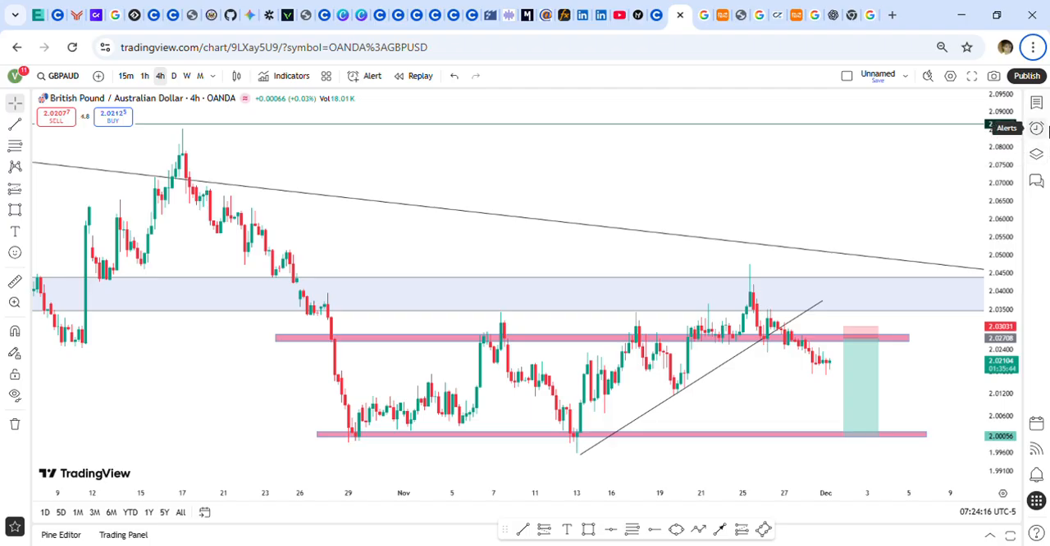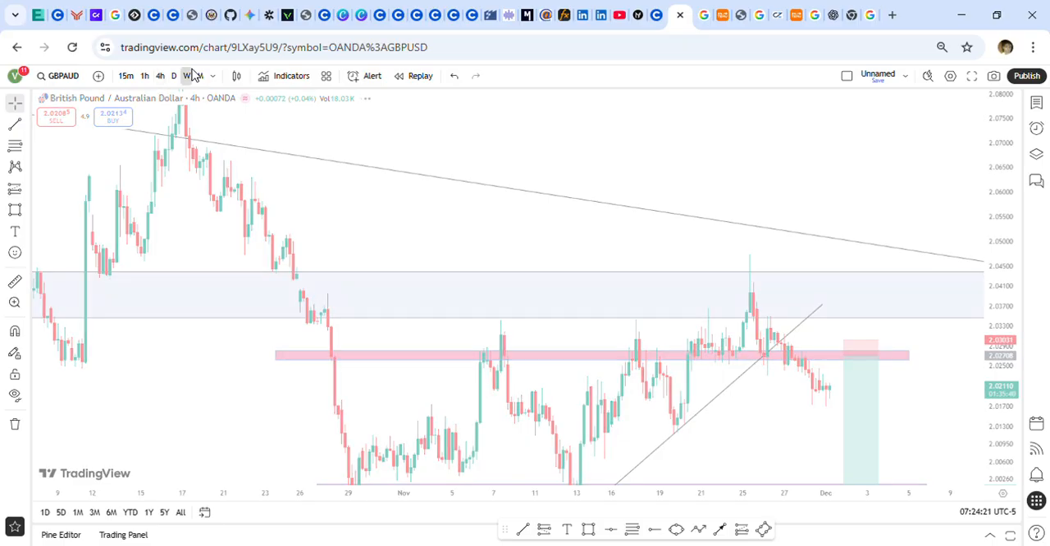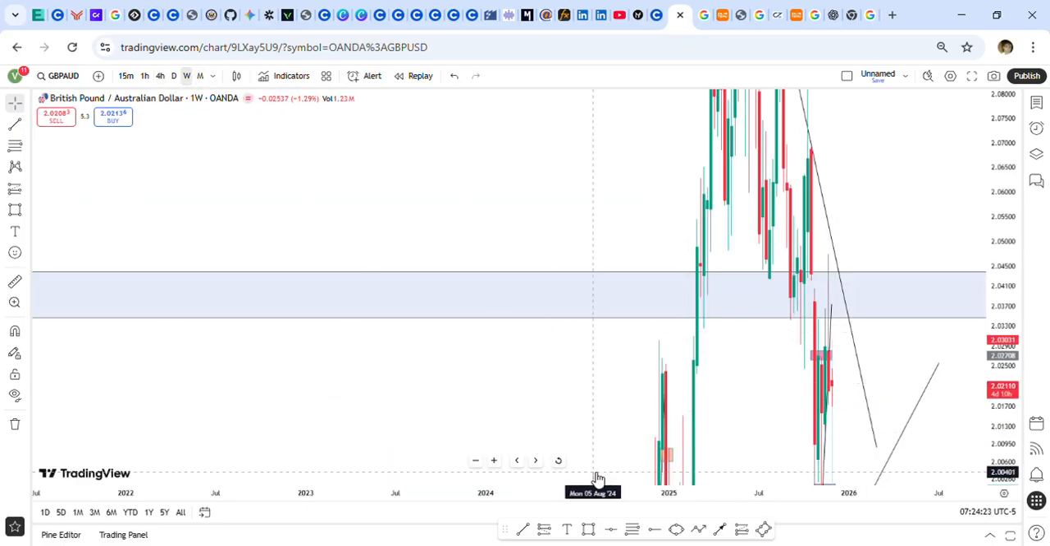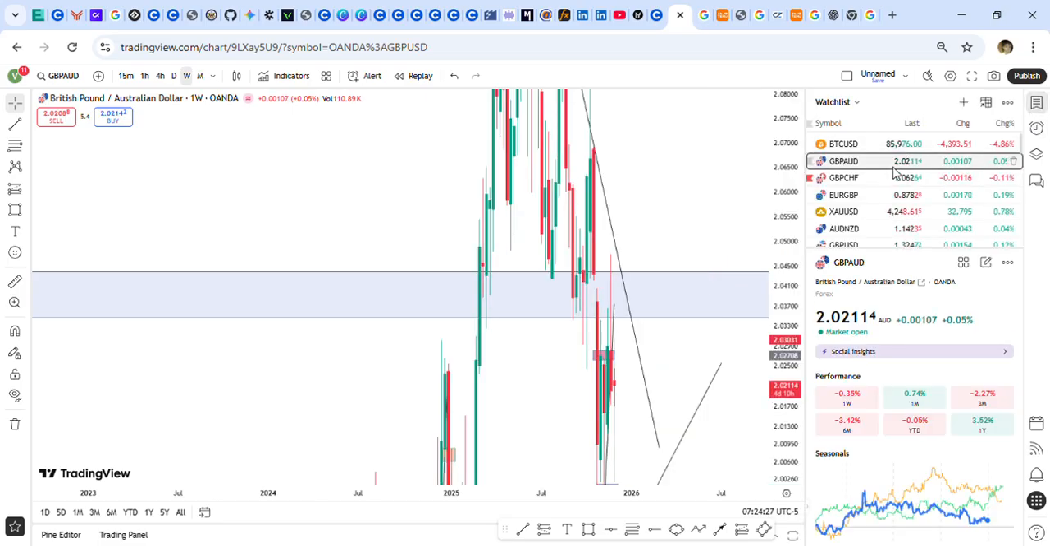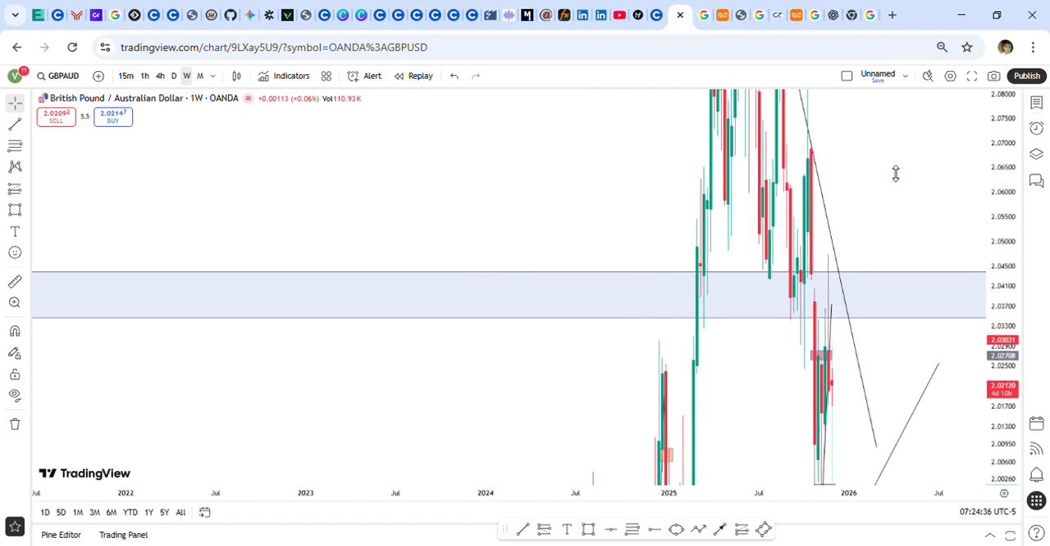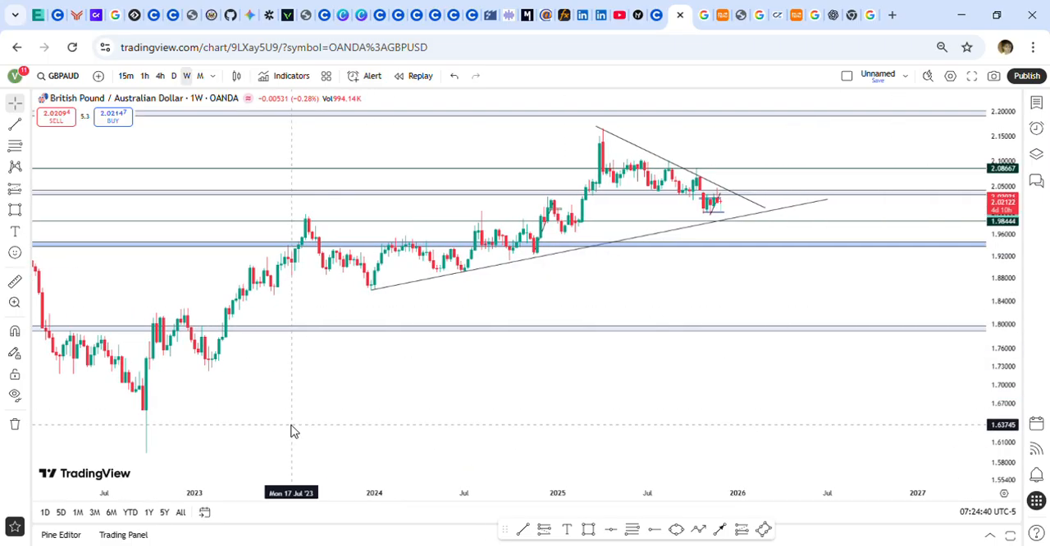Alright, let's see what the chart has for us. These are the pairs I'm watching for this week: BTC, AUD/GBP, AUD/GBP, CHF, Euro/JPY, SA/USD, AUD/USD, GBP/USD. That is it. And JPY pairs, I'm watching JPY very closely. Let's see what it has for us.